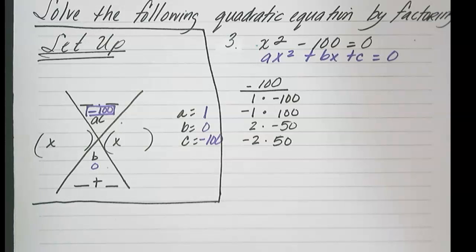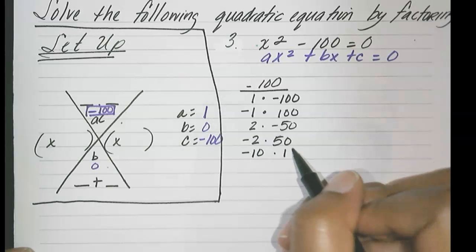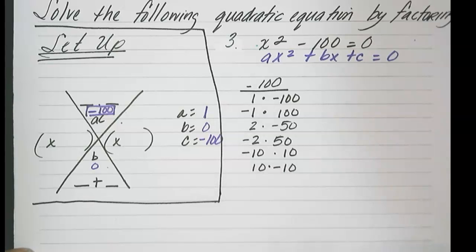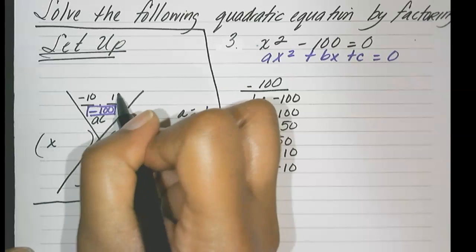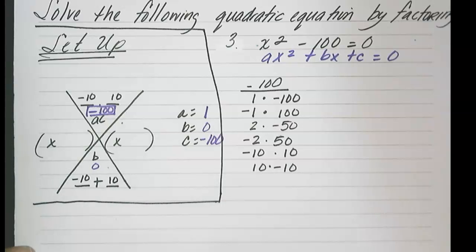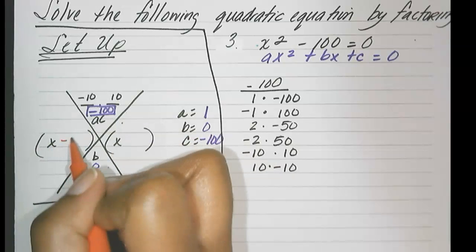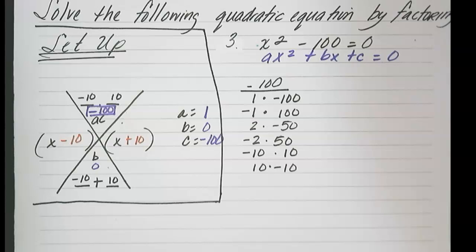Okay, I'm going to skip down past 4, past 5, and go straight to a negative 10 times a positive 10, or a positive 10 times a negative 10. Okay, either way. We try it out, see if it works. A negative 10 times 10, that's negative 100. A negative 10 plus 10, that's 0. So that lets me know that I can do x minus 10 times x plus 10.